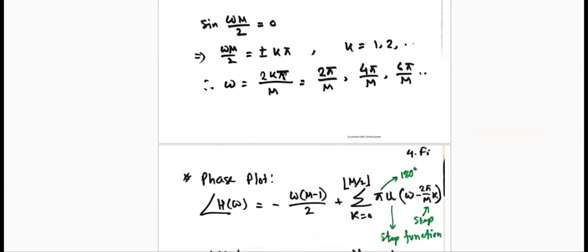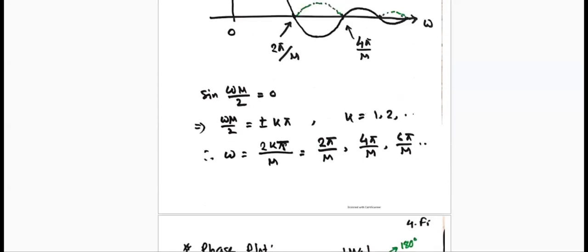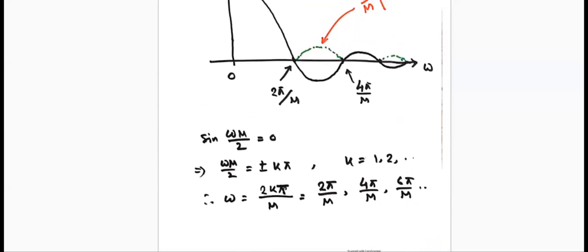Yes, sir. The maximum value of k will be up to m? No. If it goes beyond m, then the omega value will go beyond pi. Actually, from this example, I have shown that example afterwards. For m equal to 5, we can take k equal to 2, and that is the maximum.